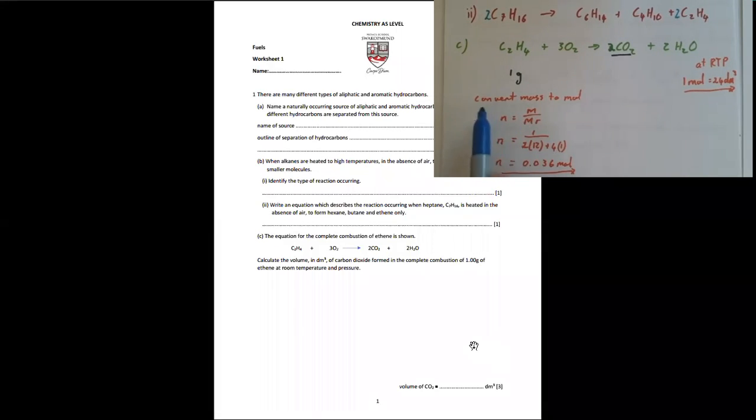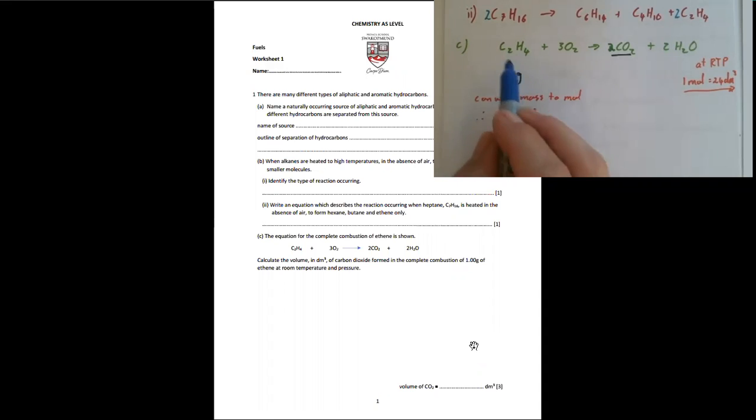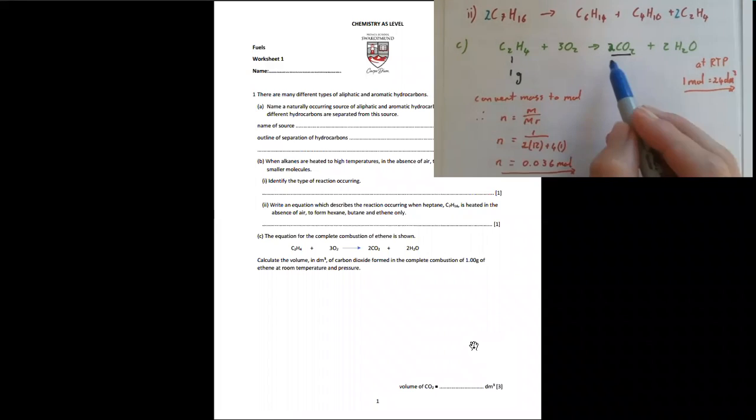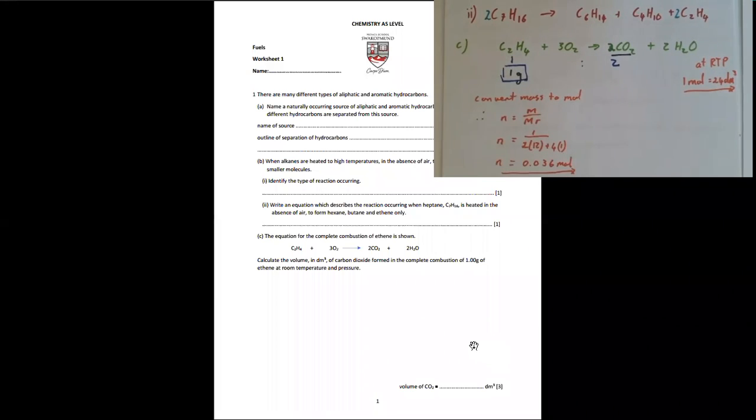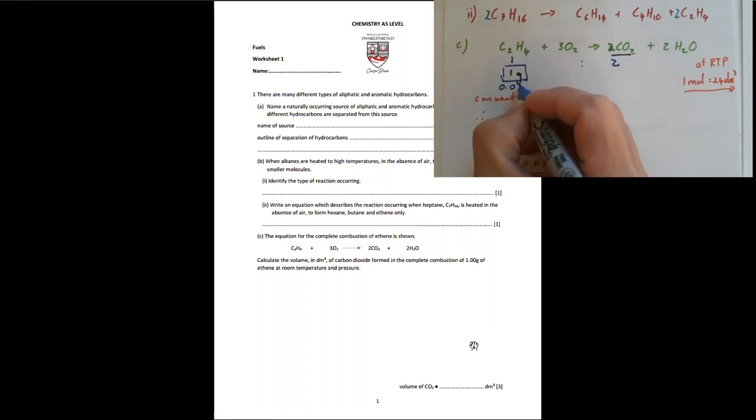What's the first thing that we can do? If we're going to work with the equation, I want a molar ratio. And this molar ratio is 1 to 2. 1 ethene to 2 carbon dioxide. If I have the mass like I do here, 1 gram, I can convert 1 gram to mole. So 1 gram of ethene is 0.036 mole. I can write that in, so it's 0.036.